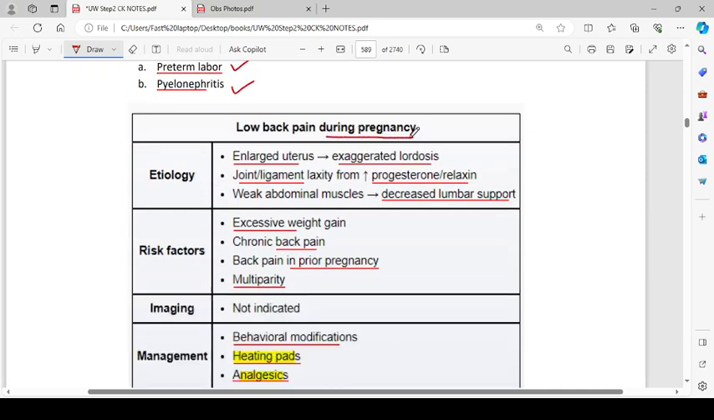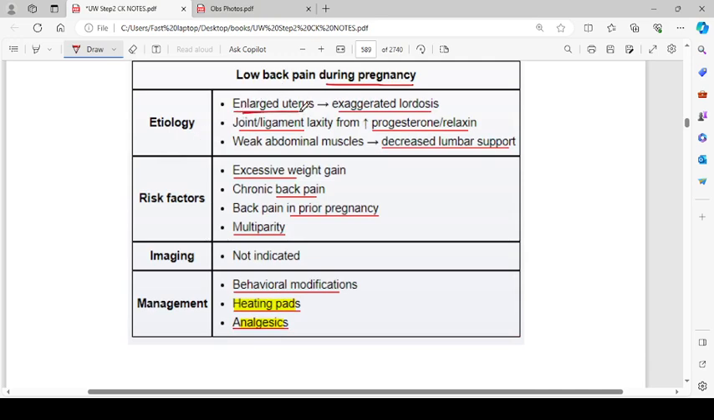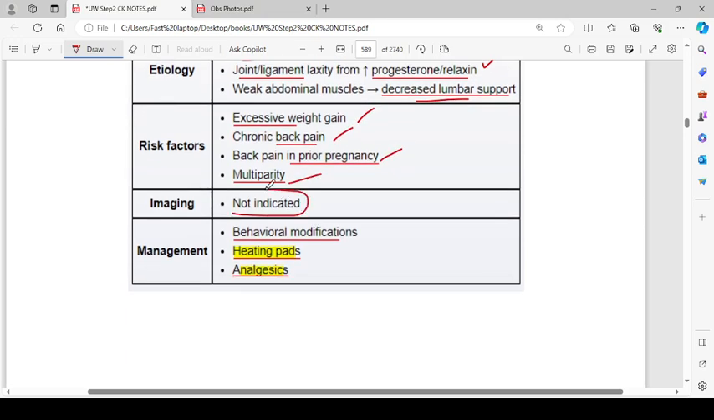Low back pain during pregnancy. Etiology: enlarged uterus, exaggerated lordosis, joint and ligament laxity because of increased progesterone and relaxin, weak abdominal muscles, decreased lumbar support. Risk factors are excessive weight gain, chronic back pain in prior pregnancy and multiparity. Imaging is not indicated, and management is behavioral modifications, heating pads, and analgesics.